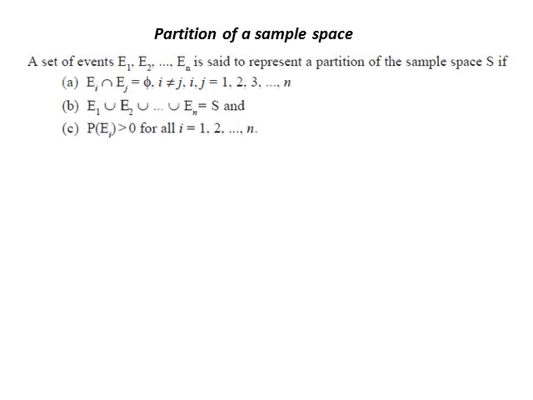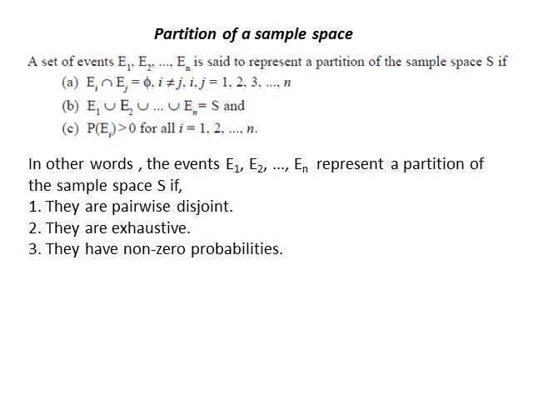A set of events E1, E2 and so on En is said to represent a partition of the sample space S if, number 1, all these events E1, E2, E3 and so on En are pairwise disjoint, means E1 intersection E2 is empty, E2 intersection E3 is empty, E1 intersection E3 is empty and so on.